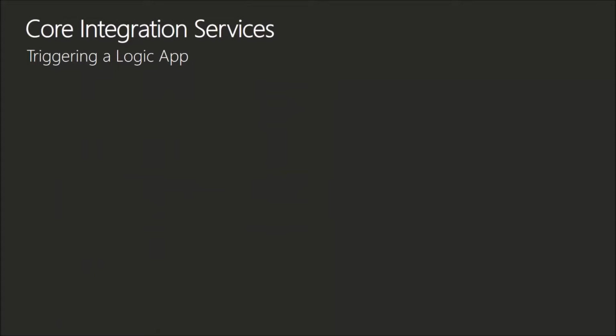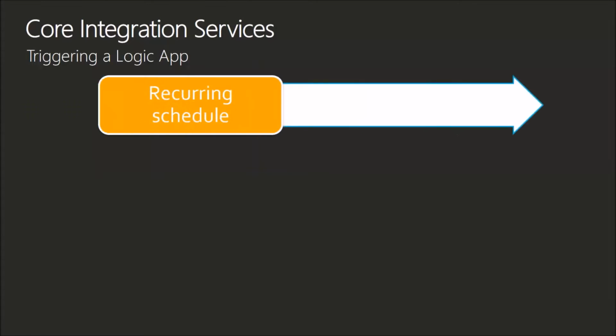We're now going to focus on the core integration services of Logic Apps, and I'm going to guide you through a couple of possibilities that you have when building a Logic App. You can trigger a Logic App in 4 different ways. The first way is on a recurring schedule. That way you can define a schedule as you want, and it really supports complex scenarios.